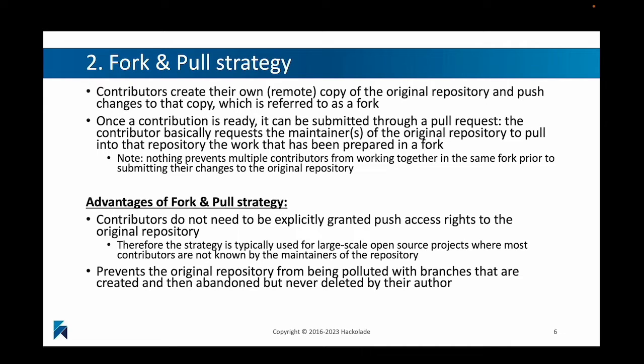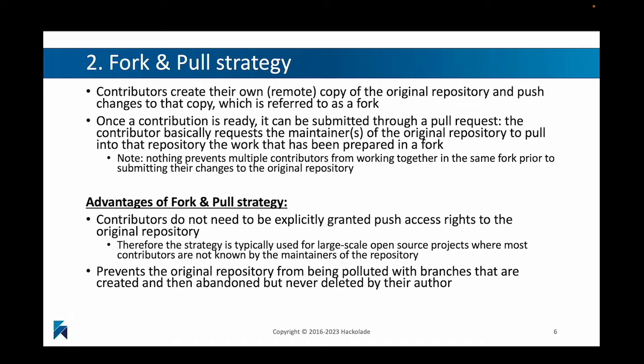This is the second strategy that you can use to organize your repositories. Essentially, what you're asking people to do here is that every contributor creates their own remote copy of the original repository and constantly works in that repository as if it is their own. They are working in their fork of the original repository. When they have finished their work, when they have a contribution that is ready and that can be submitted, they create a pull request, and basically the contributor then asks the maintainer of the original repository to pull the work that they have done in the fork into the main repository.